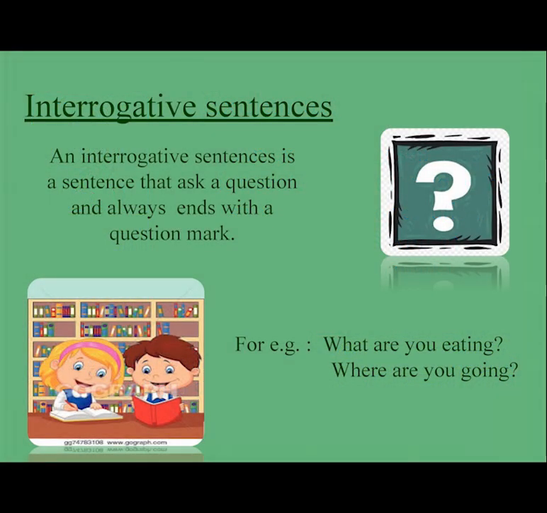Interrogative sentences. An interrogative sentence is a sentence that asks a question and always ends with the question mark. For example, what are you eating? Where are you going? We always use such sentences when we have to know about something, what is happening, or when someone is doing something.